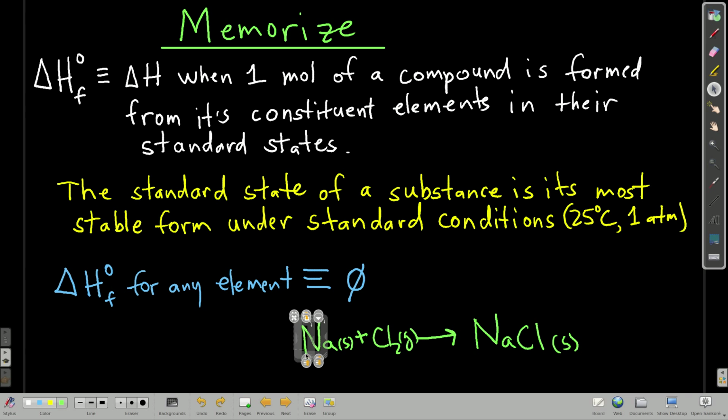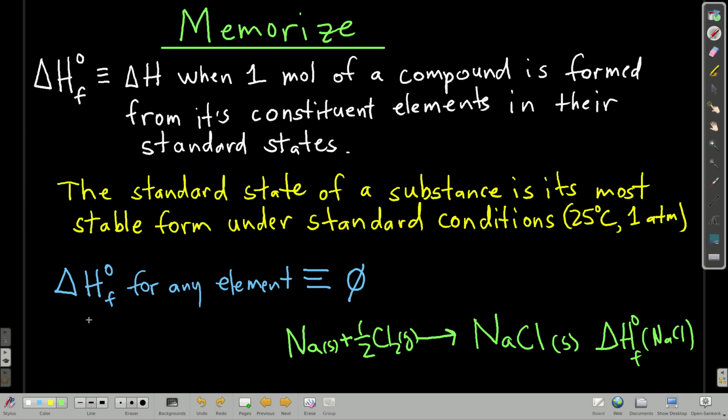So, let's move these guys. Remember, it's for 1 mole of the substance, so you balance it on the left-hand side. This equation right here describes the heat of formation of sodium chloride. Whatever the delta H is for that, that's it.